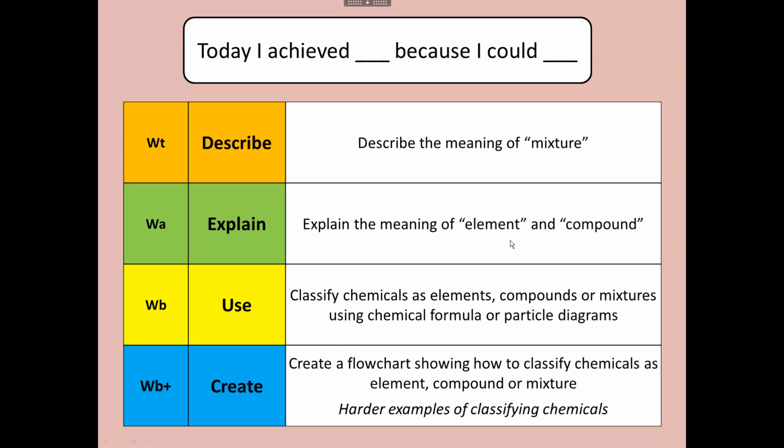Using understanding of element and compound, using chemical formula, using particle diagrams. So today I have achieved use because I could classify chemicals as elements or compounds using my understanding of element and compound. Today I achieved create because I could create a flowchart showing how to classify chemicals as elements, compounds, or mixtures.